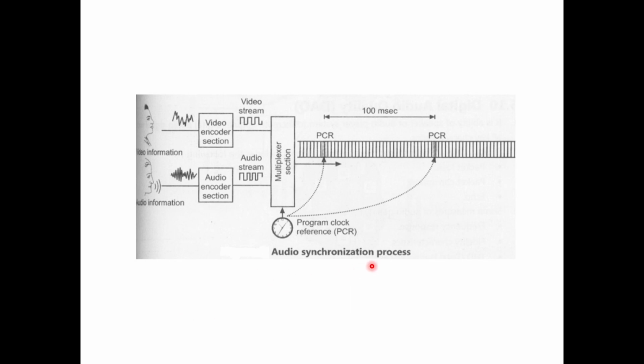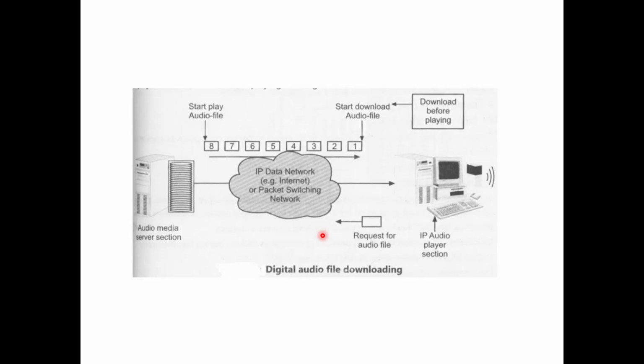Now here is the audio synchronization process. Whenever you are talking about internet protocol television, you have IP audio and IP video. So you need to synchronize your video and audio. You have a multiplexer section which will combine your audio and video. Now you have a program clock reference. With each and every packet you have a program clock reference which matches with the particular video stream. So in the multiplexer section, while transmitting the packets, my audio and my video are both synchronized by using a program clock reference. My audio will have the same clock reference as my video. So for that particular packet, that audio will be played at the receiver side.